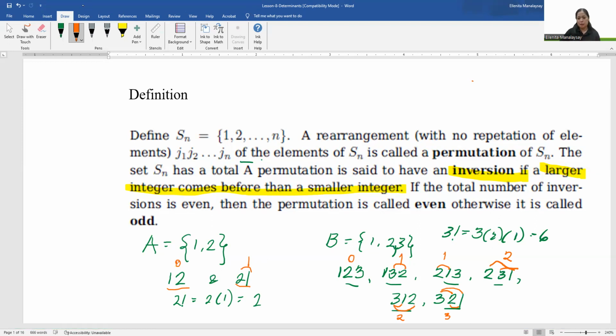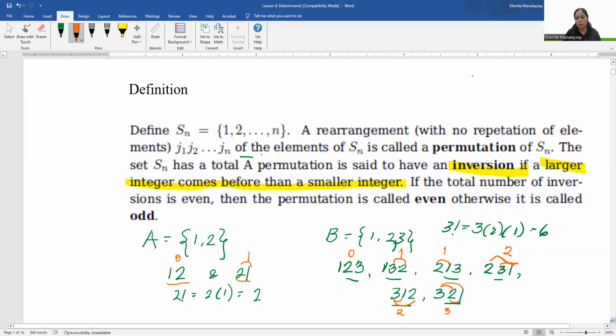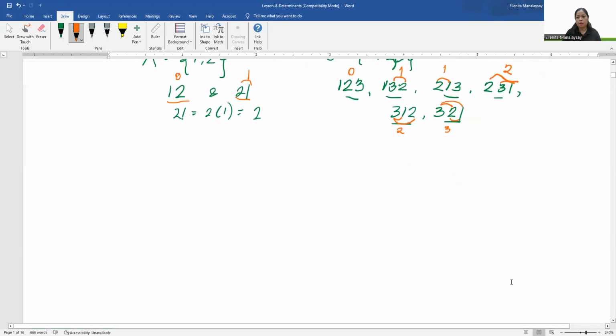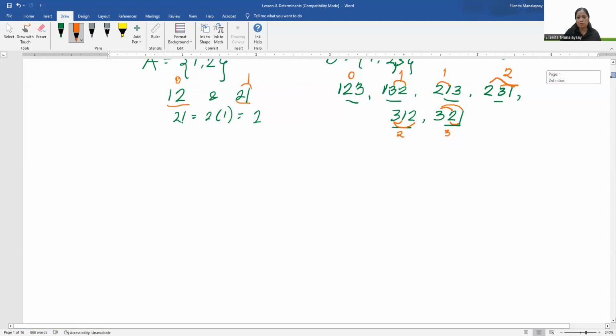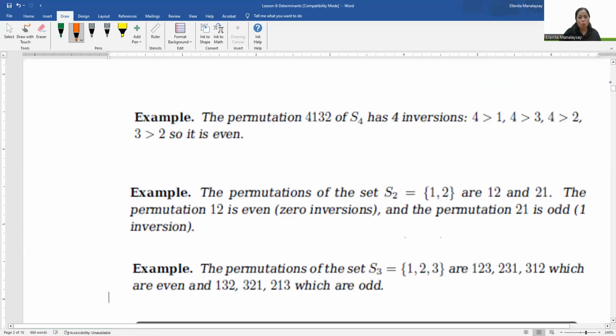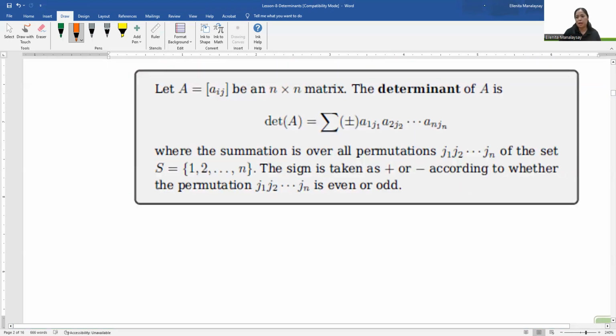So I hope that this is clear with you, guys. Okay? So it's important at this point in time when we have the discussion or the definition about the determinants, it's important for us, okay, to identify whether a given permutation or arrangement is odd or even. So these are additional examples, but I would like to focus on this definition.